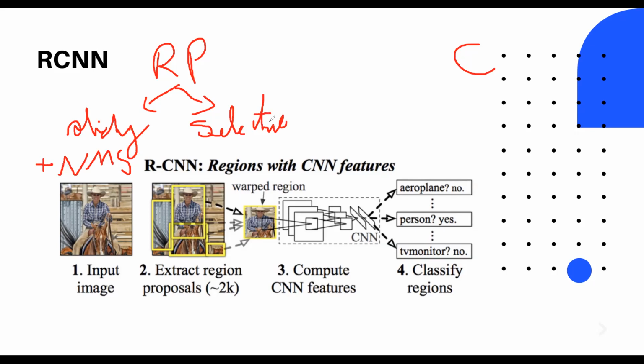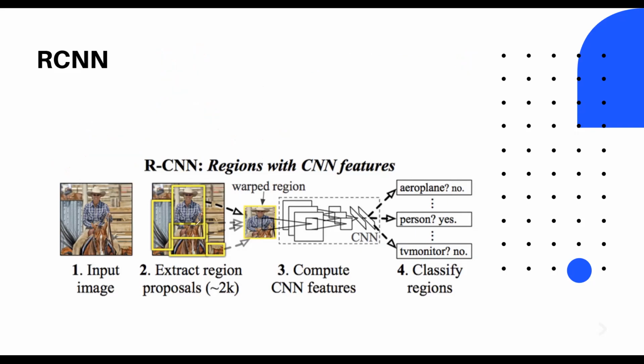Selective search is basically an algorithm that looks into the pixels of the image and proposes different regions that could look interesting. After that, we apply our classification on these different regions. And there you have it. You have an object detection algorithm. In fact, this is one of the original algorithms for object detection, which is called RCNN, regions with CNN features, or region-based convolutional neural networks. You could find it called different ways.